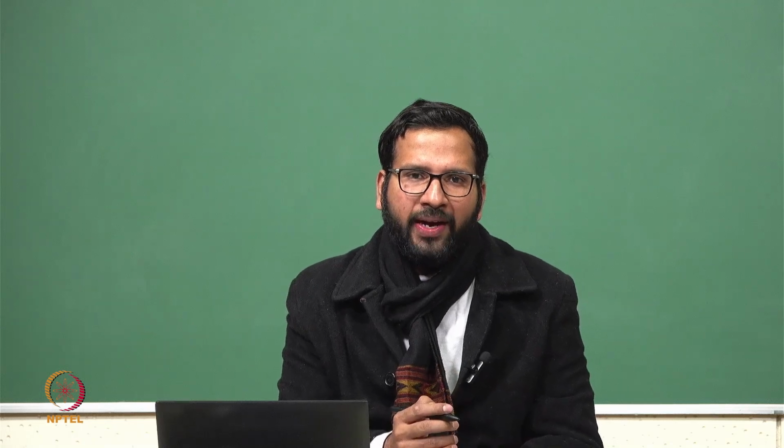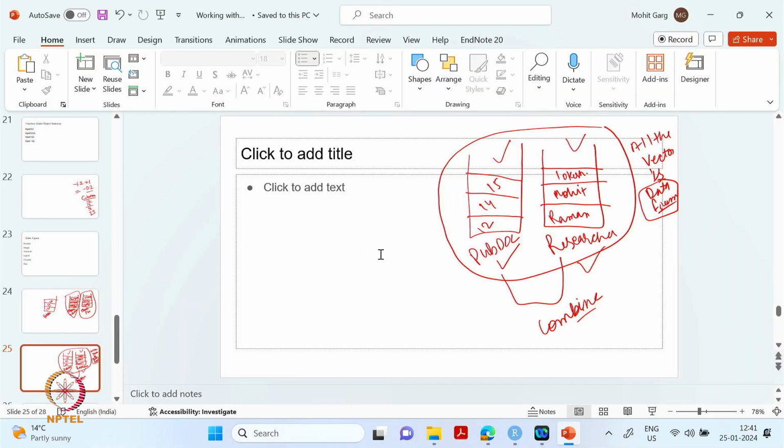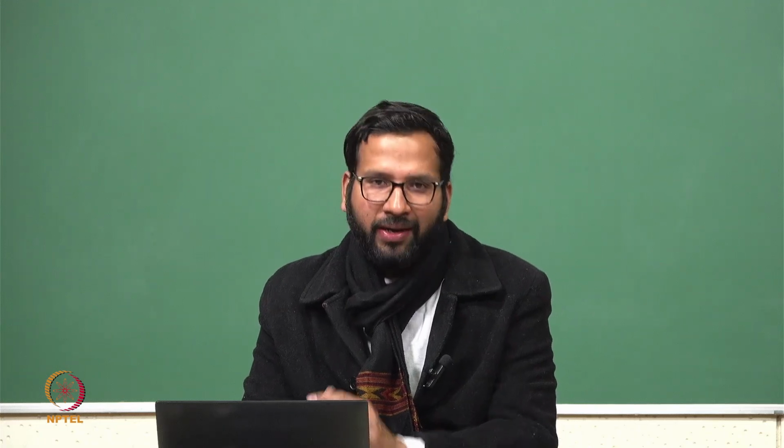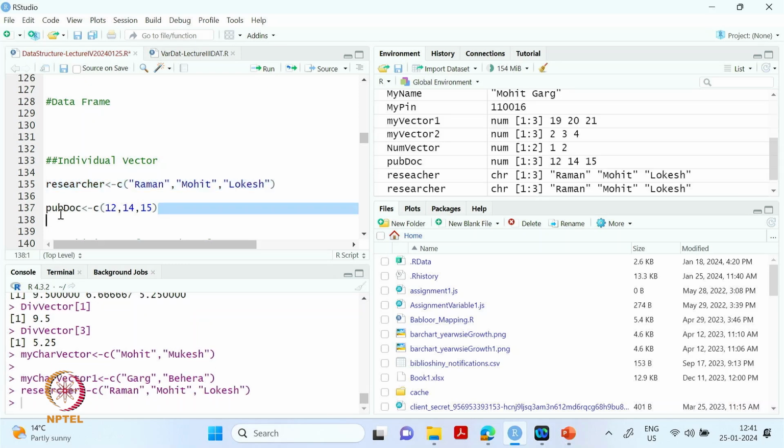Let us now see how we can create a data frame in R. The simplest way to create a data frame in R is to first create this one vector, and then create this vector, and then combine these two vectors. So step one is you create individual vectors and then you combine them as a data frame. Your data frame will be created. So we'll see how we can create a data frame in R. We have already created this vector, but I will run it again. So this is a vector. Now this is another vector.